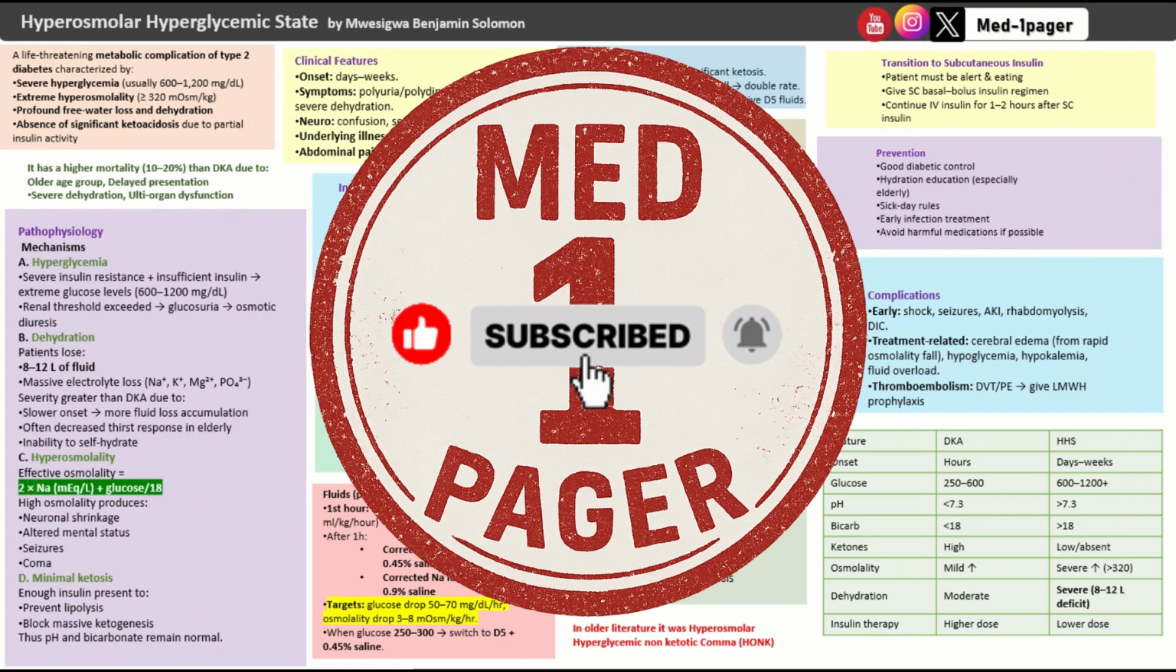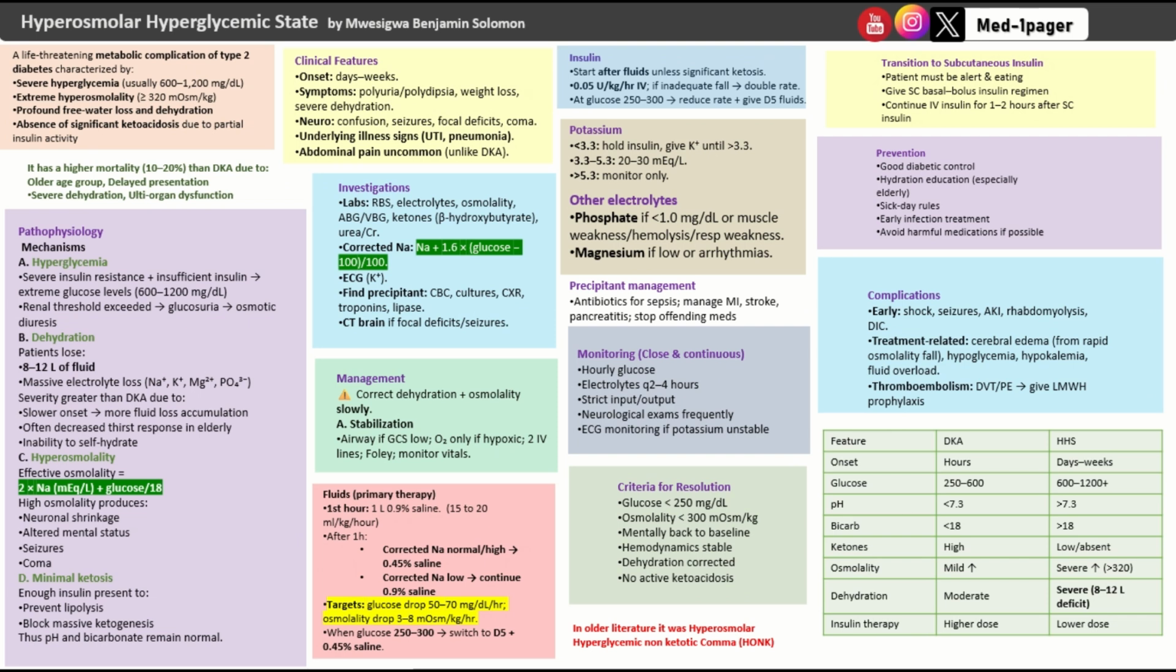My name is Benjamin, and today I'm going to be talking about hyperosmolar hyperglycemic state. And this is another diabetic emergency. And long ago in all the literature, it was called hyperosmolar hyperglycemic non-ketotic coma. But they have moved away from this nomenclature because the coma has been found to occur in just about 20% of patients. But we're going to look at this condition in detail.